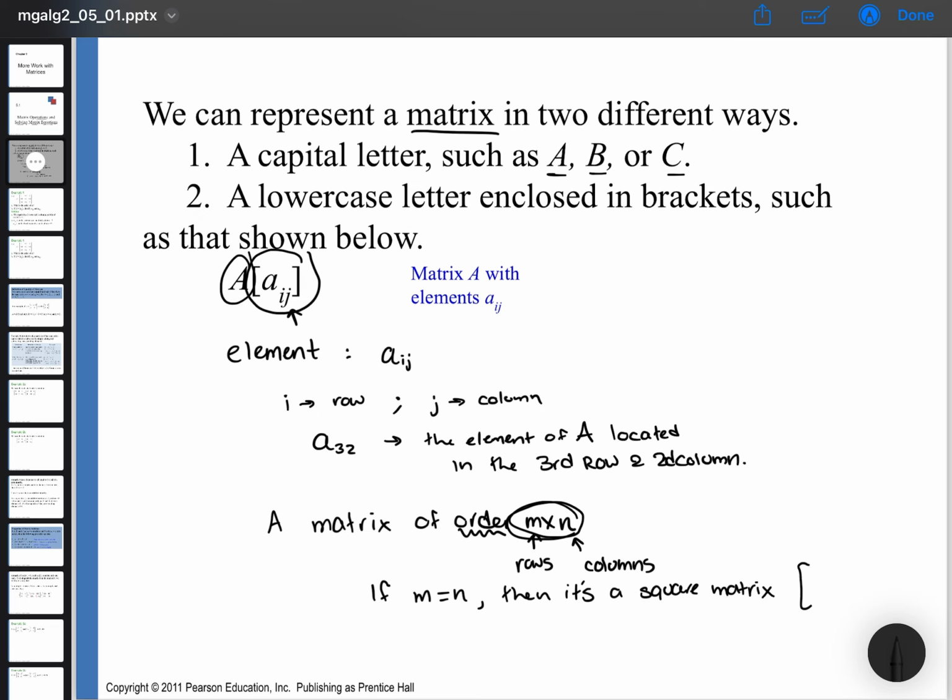Right, so I could have a matrix that has a, b, c, d. It has 2 rows, 2 columns. That's a square matrix, for example. Okay, that's defining a lot of stuff. Let's actually look at an example where we can put some of this to work and make some of this make a little more sense.